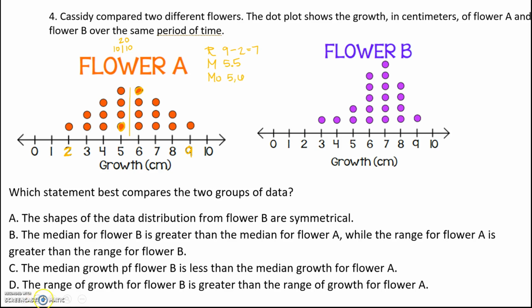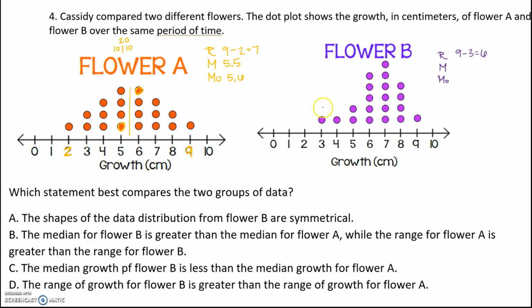Okay? So now let's do the same analysis for our flower B. So we're going to do range, median, and mode. So range, again, maximum number with a dot, 9, minus minimum number with a dot. 9 minus 3 is 6.